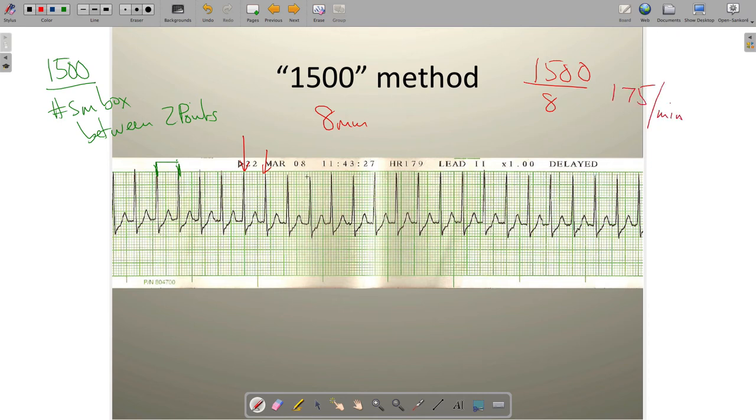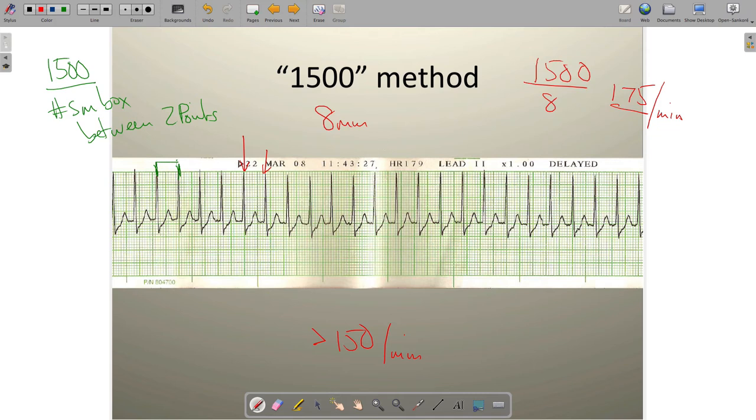All right, so this 1500 method is a great method to use when the heart rate is greater than 150 beats per minute because it allows you to have extreme accuracy and precision here. We're going to get an exact number. So if you look at the number of millimeters that separates these, you're going to get a really, really close number. Now, let's compare this from before.